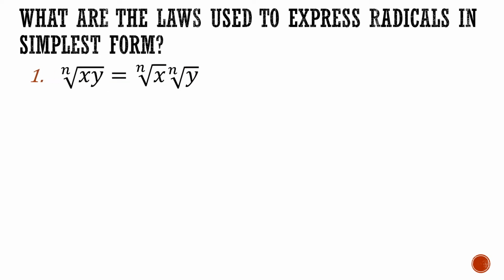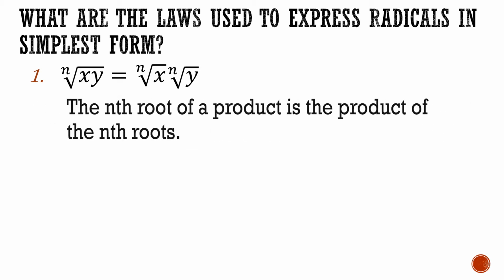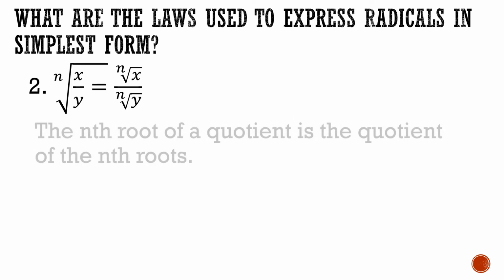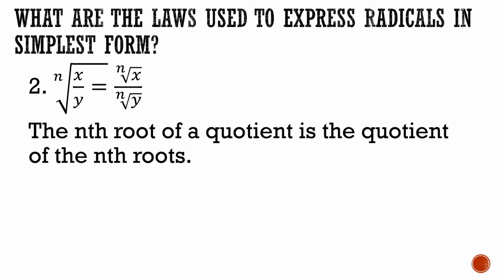Number 1. The nth root of xy is equal to the nth root of x times the nth root of y. This means the nth root of a product is the product of the nth roots. Number 2. The nth root of x over y is equal to the nth root of x over the nth root of y. This means the nth root of a quotient is the quotient of the nth roots.